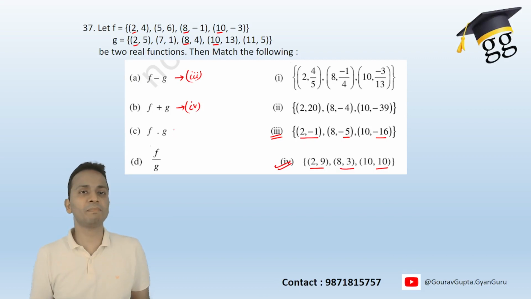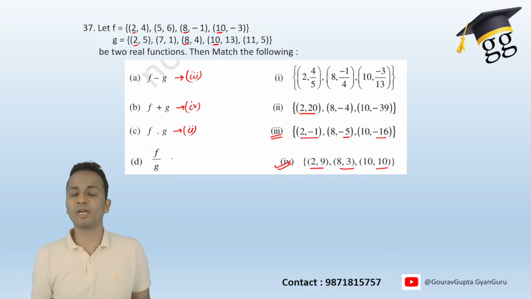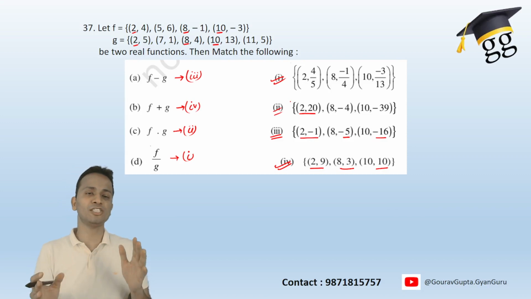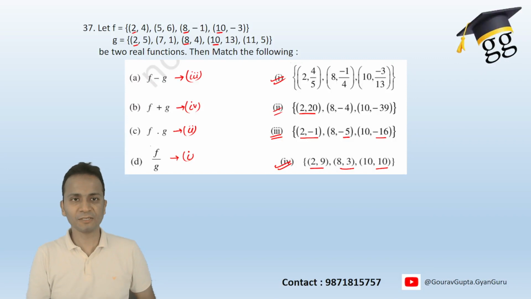Done. Now f multiply g. 4 multiply 5 is 20. Matched. So this will be matched with 2, and you can match the other values also. And then finally, whatever is left will be the number 1. So d will be matched with 1. You can check. At x equal to 2, it will be 4 upon 5. At x equal to 8, it will be minus 1 divided by 4. At x equal to 10, it will be minus 3 divided by 13. So all these four are matched from the left hand side to the right hand side. So that was question number 37.